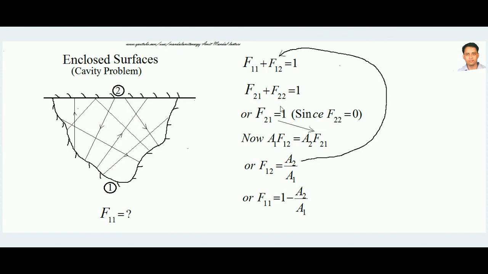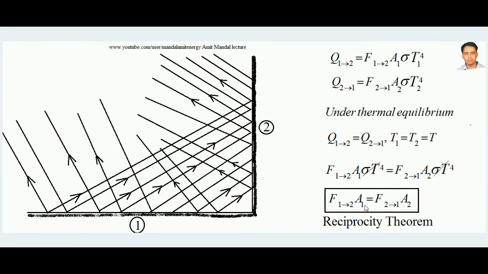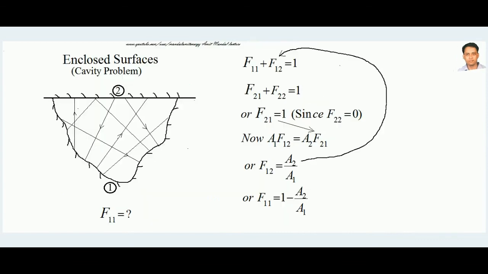F₂₁ equals to 1. Now we know by reciprocity theorem, we can apply reciprocity theorem also, because the surfaces are under thermal equilibrium. All the surfaces have same temperature. So these two surfaces have same temperature, so you can apply reciprocity theorem also. So A₁F₁₂ must be equals to A₂F₂₁. I already told you about reciprocity theorem. So applying that rule, we have found F₂₁ equals to 1.